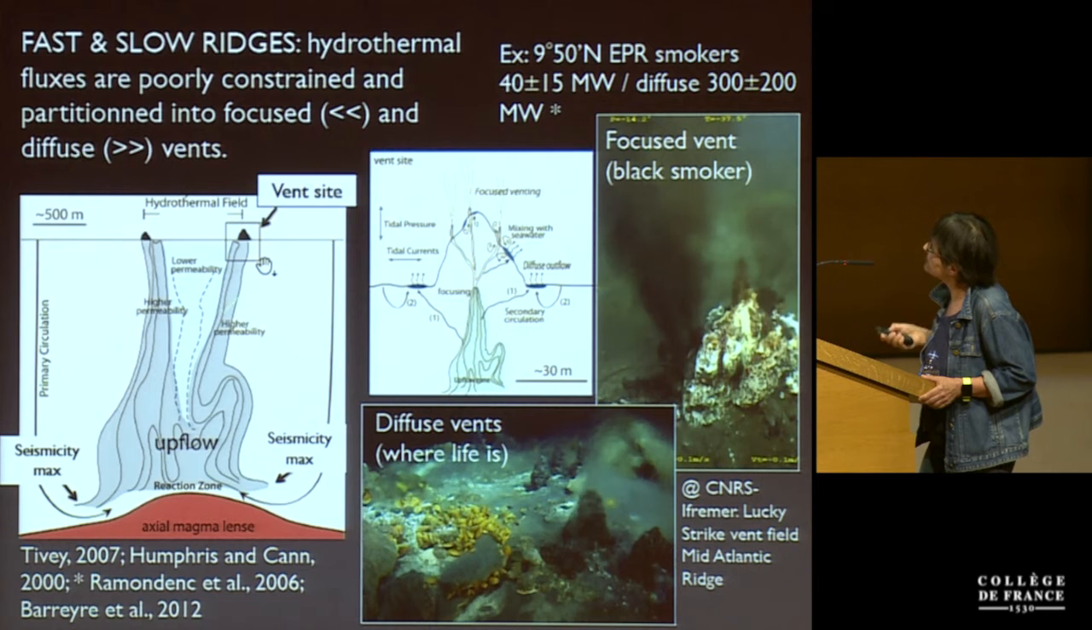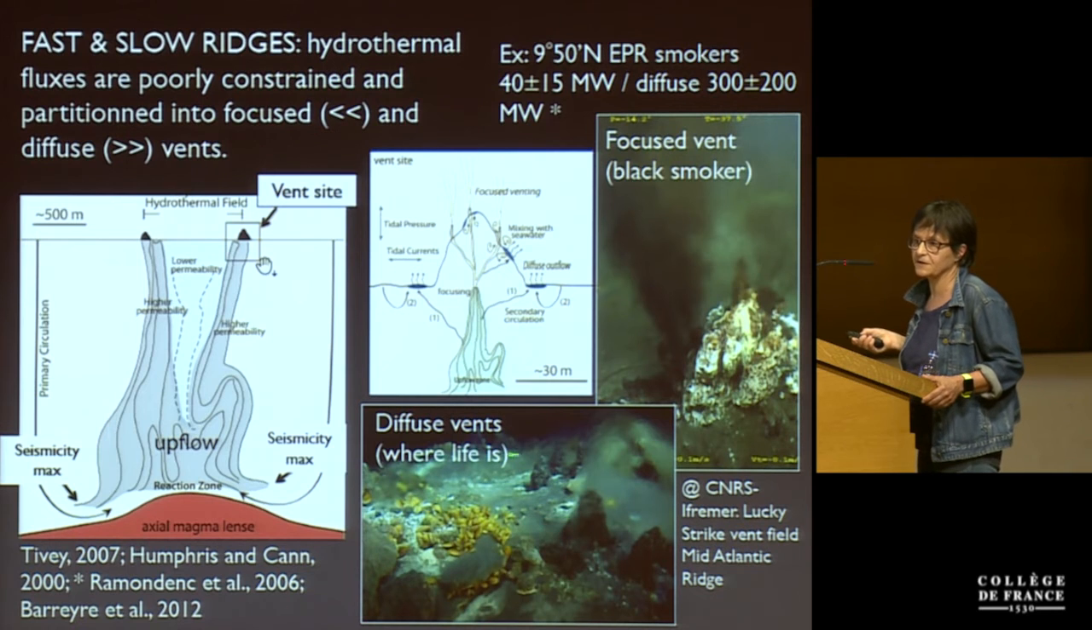And for the diffuse vents, here is a cartoon showing a full hydrothermal upflow zone with the magma. And here at the vent sites, that would be about 1 kilometer, a hydrothermal field. And here you have one vent site, and you have several smokers, but you also have diffuse flows, and you have lots of evidence of secondary circulations with seawater. Incidentally, that's where the life is. So if we want to understand the life at hydrothermal vents, we need to understand this.